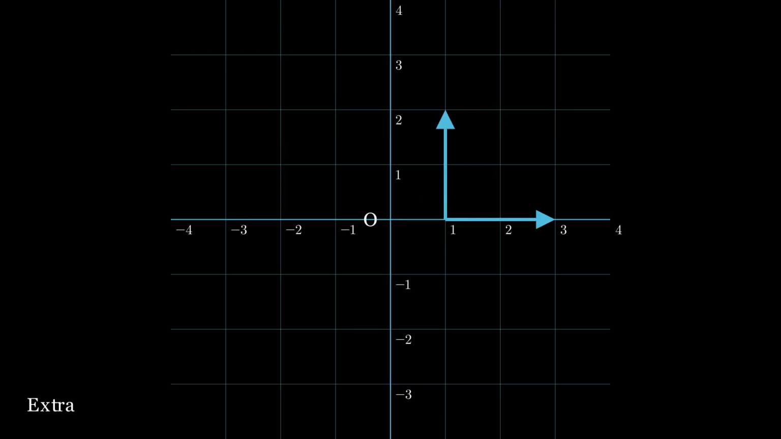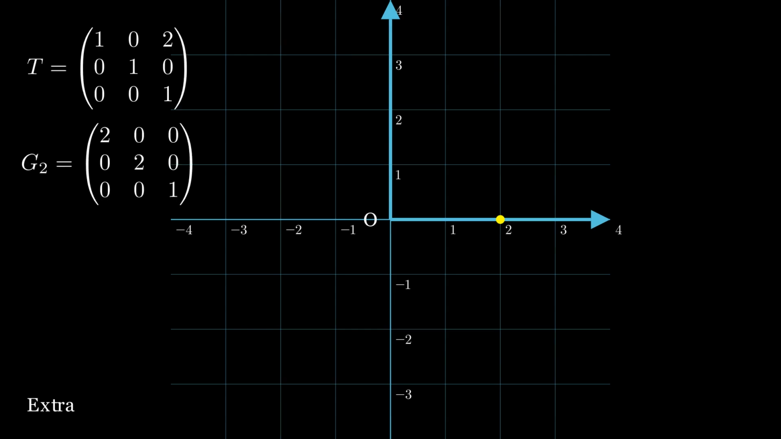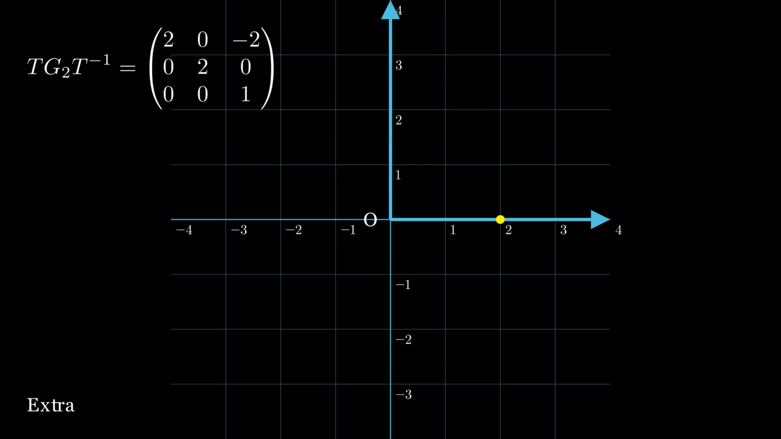Finally, how can we perform scaling by a factor of 2 centered at 2, 0, 1? In this G transformation, we have always observed points based on their values in the original coordinate system. In this case, the yellow point is 2, 0, 1. This means that we need to consider scaling by a factor of 2 in a world transformed by T. In other words, we need to construct T G2 T inverse.